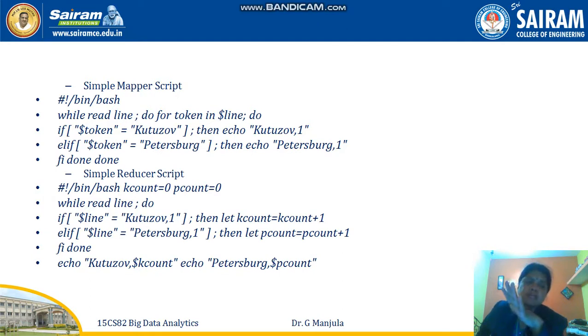Take a simple program, for example: if A is equal to 1, print Manjula, else print something like SSVC. I'll add the increment. If the condition is true, how many times Manjula has been printed is the K count. Similarly, if the condition is false, how many times SSVC has been printed is the count. In that way you can analyze what is meant by a mapper and a reducer. So this is called a simple map reduce technique.